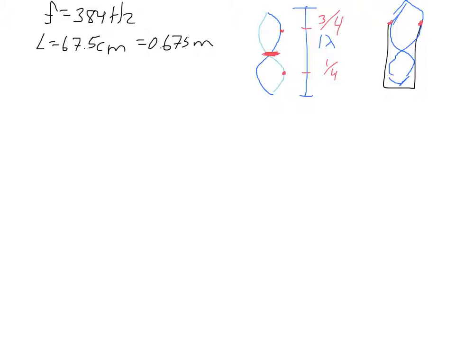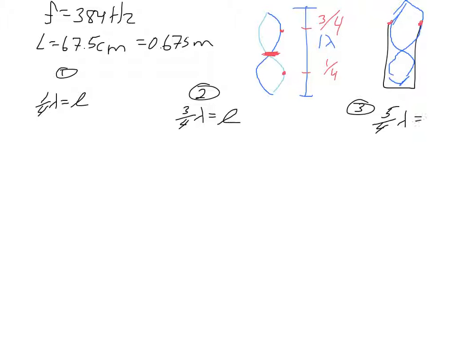So the first part of the question says, what are the possible wavelengths? So I know that my first possible wavelength is going to be a quarter wavelength is going to equal my length. That's my first case scenario. My second case scenario is going to be that 3/4 of the wavelength is equal to the length of my pipe. And my third case scenario is going to be when I have 5/4 of a wavelength is equal to the length. I could keep going, but I'll just stop here.